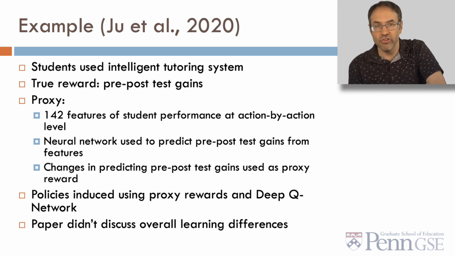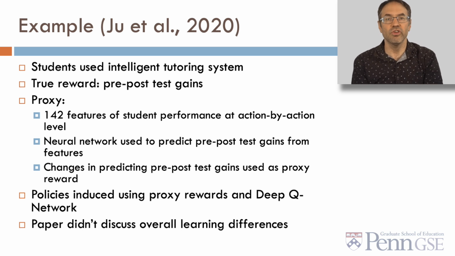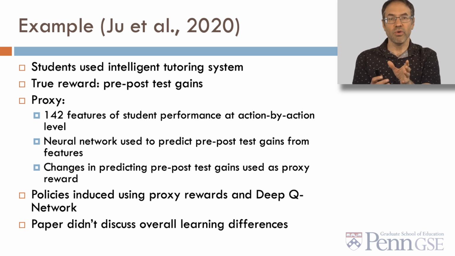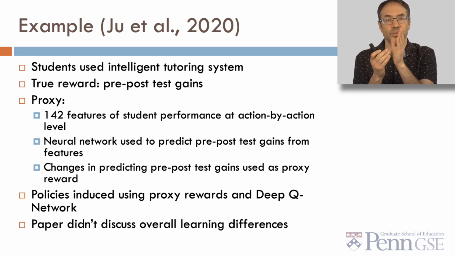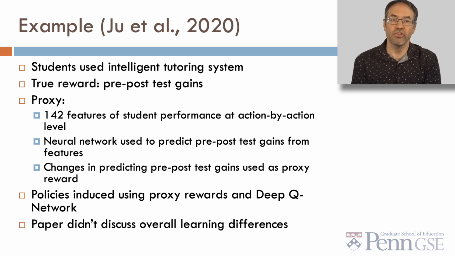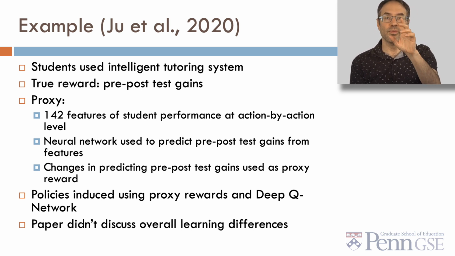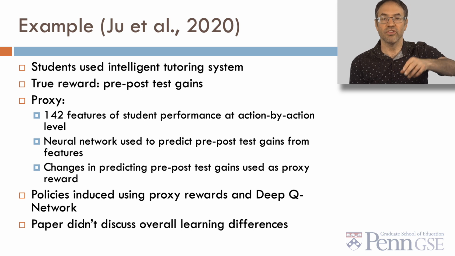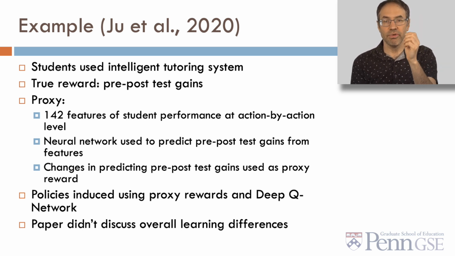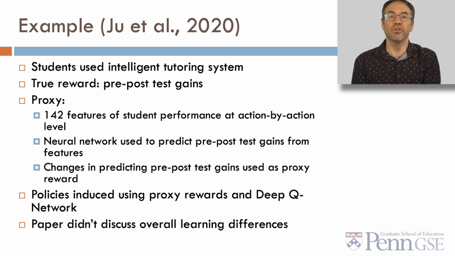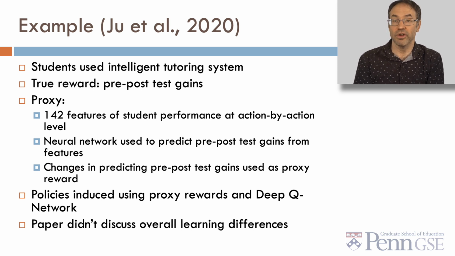An example of this is seen in Zhu et al. 2020, where students used an intelligent tutoring system. The true reward was pre-post gains, but the proxy was 142 features of student performance at an action-by-action level. A neural network was used to predict pre-post test gains for the features, and changes in predicting the pre-post test gains was used as the proxy reward.